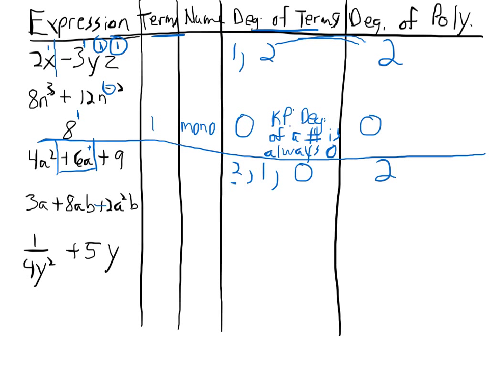Okay, so we have, let's see, separate. So the degree of the first term is 1. Degree of the second term, you have an a and a b, so that would be 2. Degree of the third term, you have a squared and b to the first power, so that would be 3. So what is the degree of this entire polynomial? The answer is 3. Just take the biggest one.